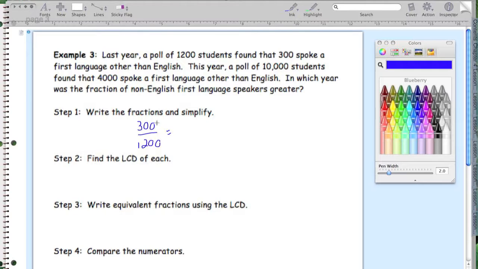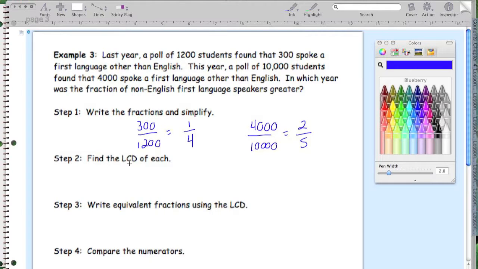So I could see that we can divide both of these by 300, and I'm going to get 1/4. The second fraction: there were 10,000 students, and 4,000 spoke a first language other than English. So 4,000 out of 10,000. I can divide both of these by 2,000, and I'm going to get 2/5. Okay, so we have our two fractions simplified.